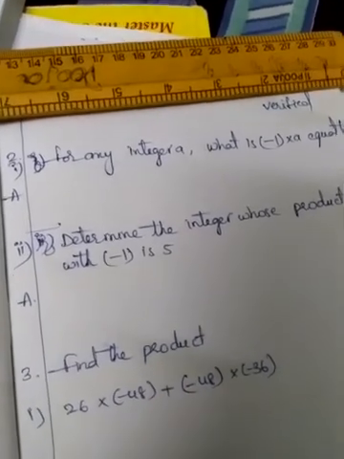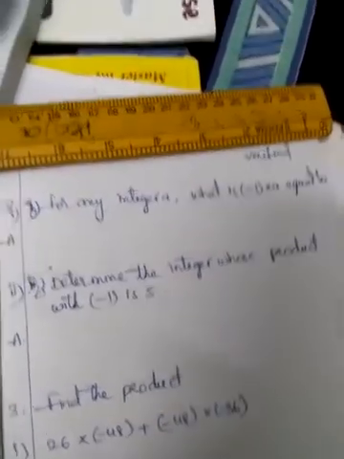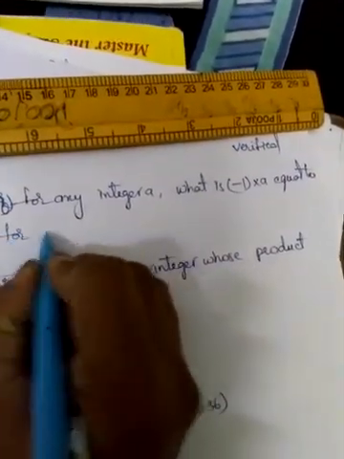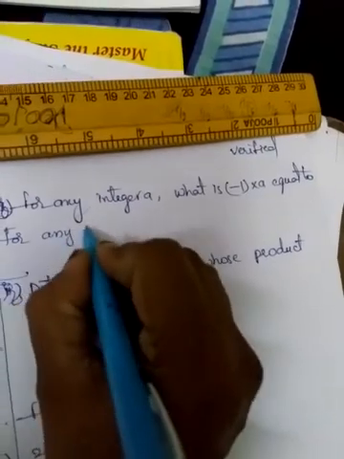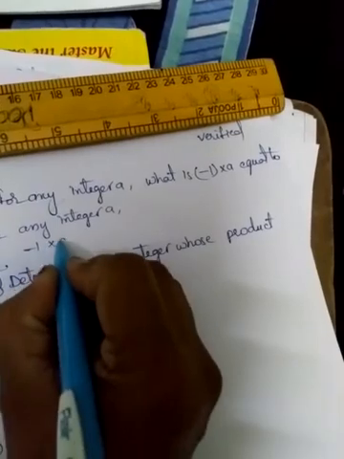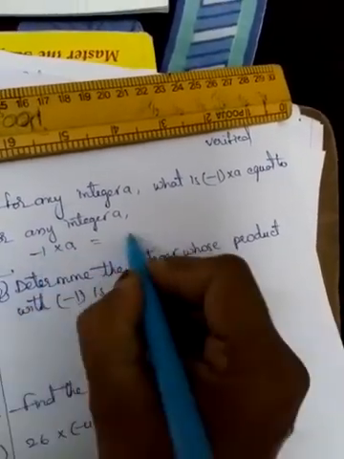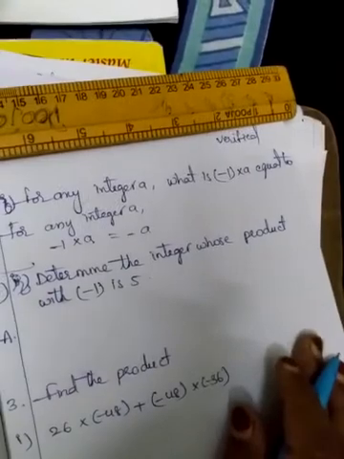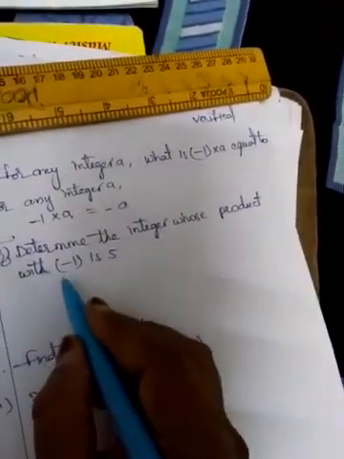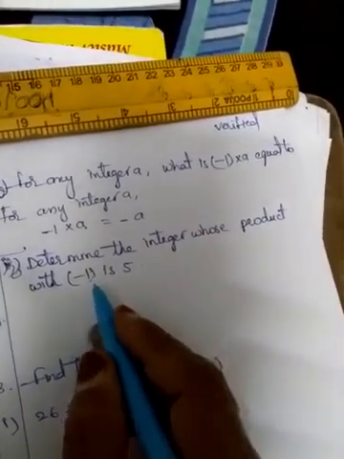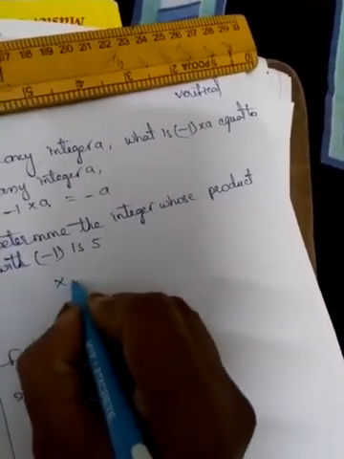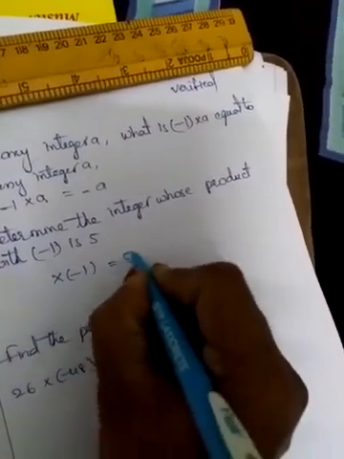Come to second problem. In that second problem, for an integer a, what is minus 1 into a equals to? For any integer, minus 1 into a, how much? A1 ja, a only, minus a. Completed answer. Okay. In that second one is the determine the integer whose product with minus 1. Whose product with minus 1, he said. Means something number is multiplied. In answer, something number is multiplied with minus 1. How to get answer? 5.